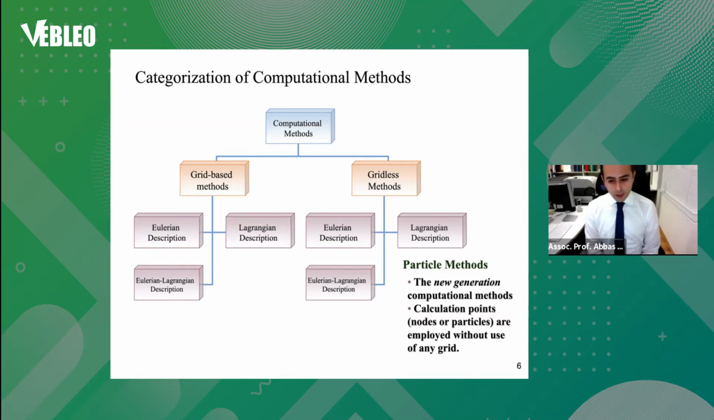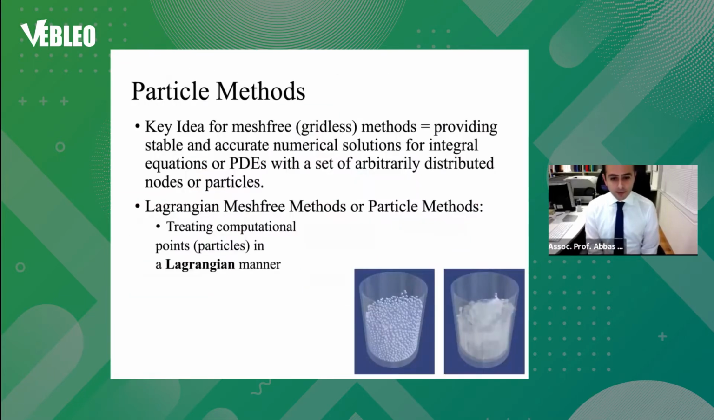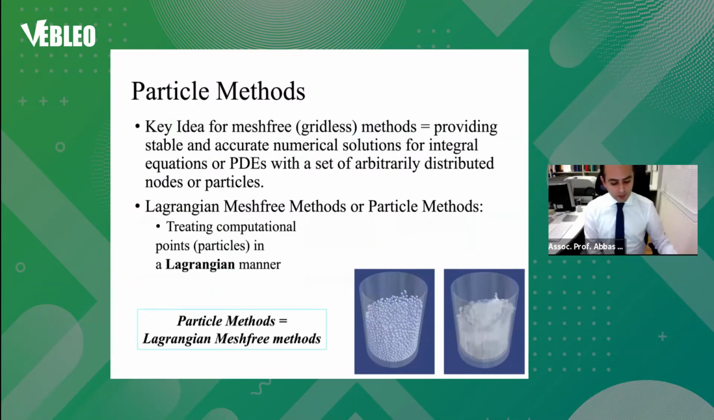But there are some new generation computational methods that we refer to as particle methods, in which we use calculation points such as nodes or particles without the use of any grid. Today we're going to talk about these new generation particle methods, in which we have Lagrangian viewpoints, so we refer to them as Lagrangian meshfree methods. In brief, particle methods are Lagrangian meshfree methods. The key idea is that we would like to have stable and accurate solutions for our partial differential equations, for which we have specific boundary conditions and initial conditions, and we would like to solve those equations using these numerical techniques.